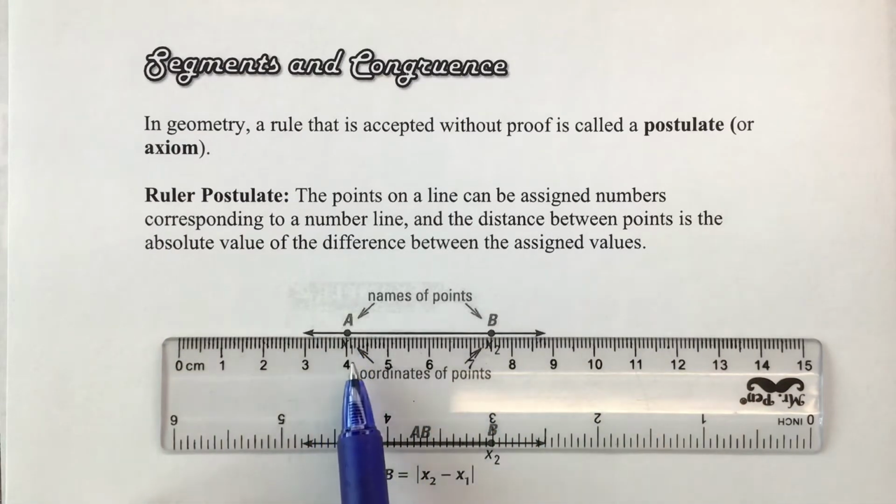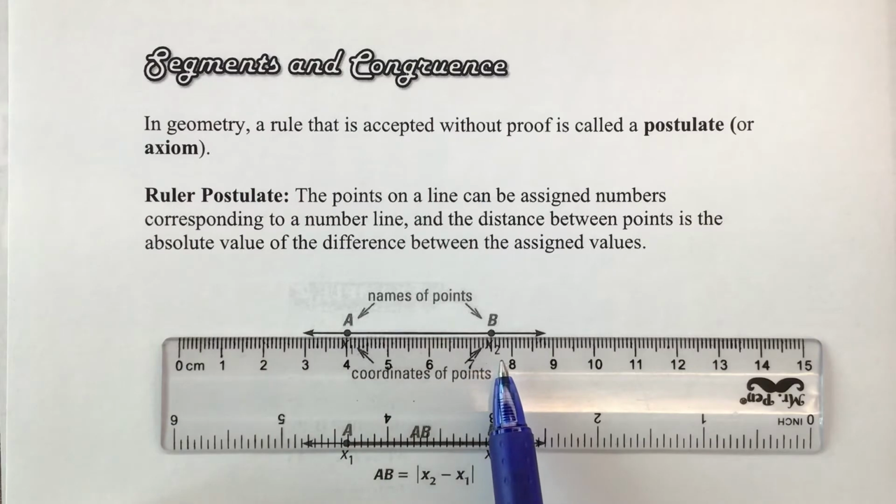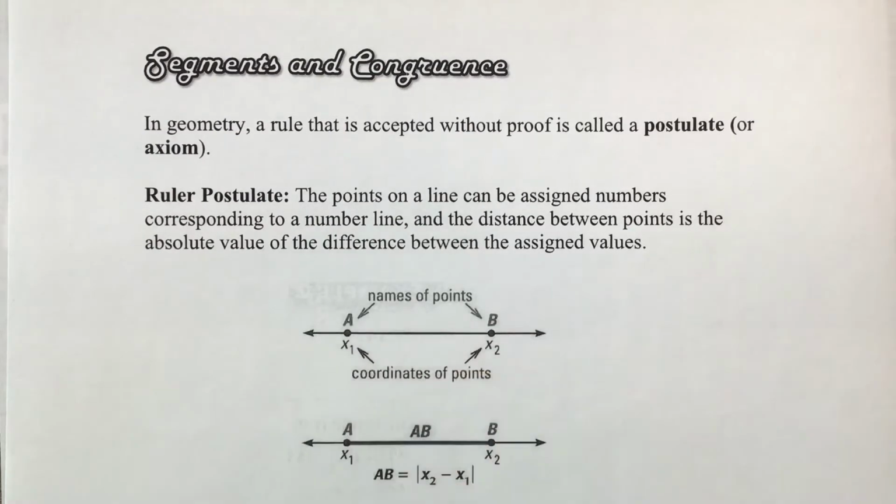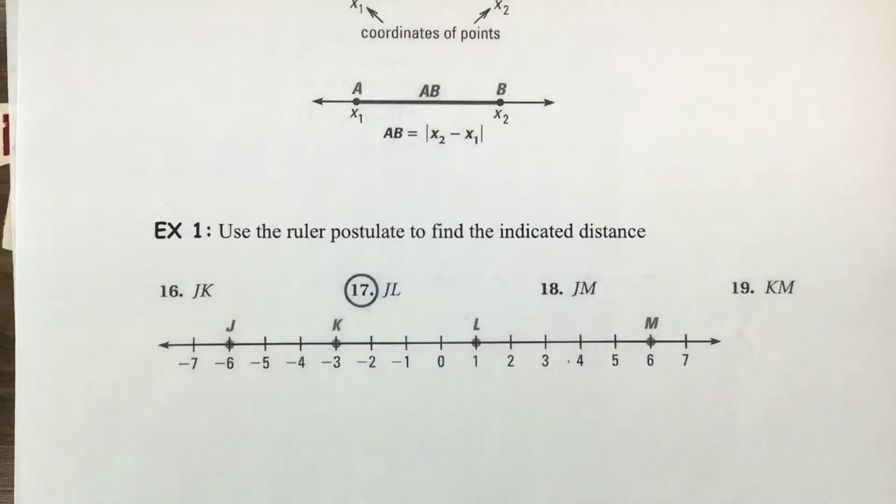So I could let A be 4, and B might be like 7.5. That's a little bit hard to tell with all the lines, but it might be 7.5. And if I take the difference between those two values, whether I do 7.5 minus 4 or 4 minus 7.5, I get 3.5 or negative 3.5. If you take the absolute value of that, you get 3.5, and that would be the distance between the points. Okay, and that's the ruler postulate.